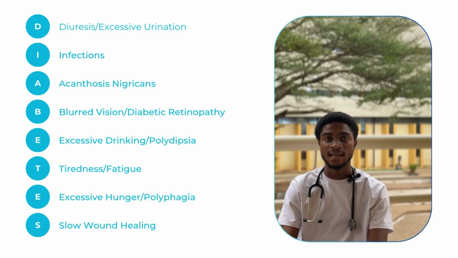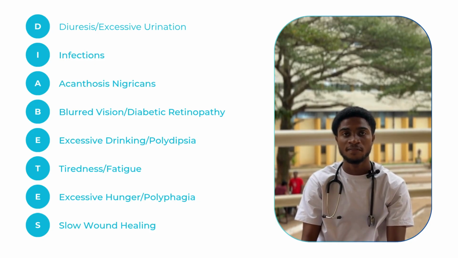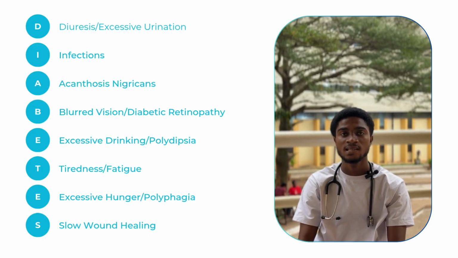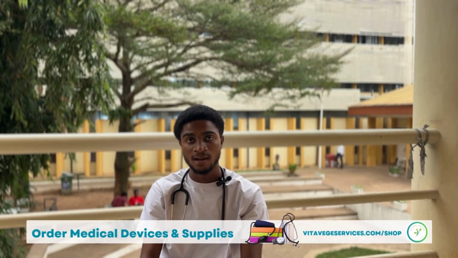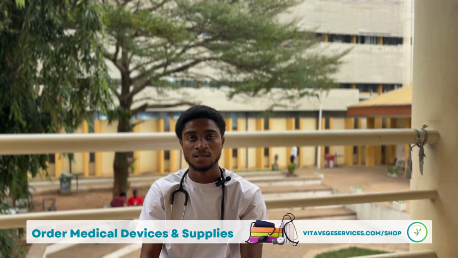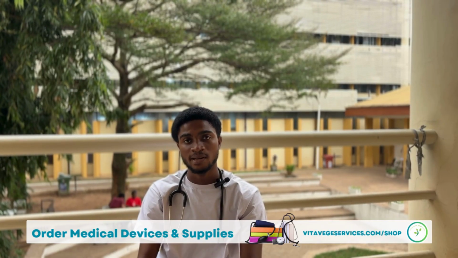Then we have T for tiredness or fatigue. E for excessive hunger or the polyphagia, where the patient gets hungry too much and hence they tend to eat a lot. And S for slow wound healing. Remember that anytime you see any of these signs and symptoms, you have to visit the nearest health center for early identification and management.